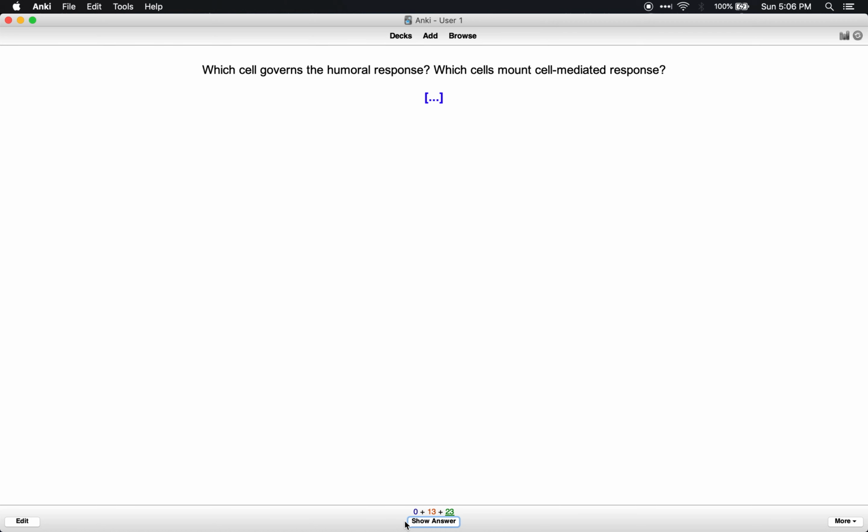Which cells govern the humoral response? Cell-mediated response is governed by the T cells, and humoral response is governed by the B cells. What are some examples of granulocyte cells? Basophils, eosinophils, and neutrophils. Easy. What is the adaptive immune system? B cells and T cells.